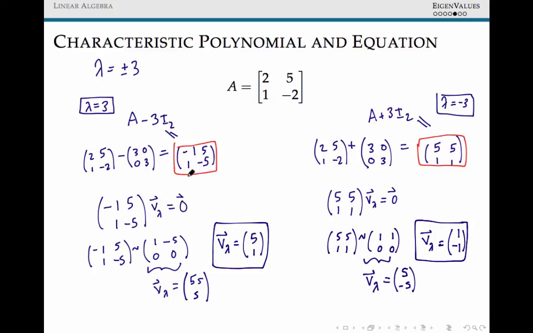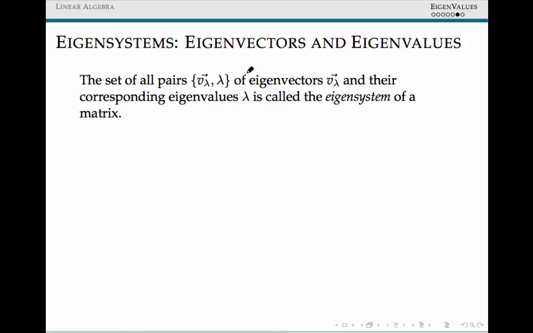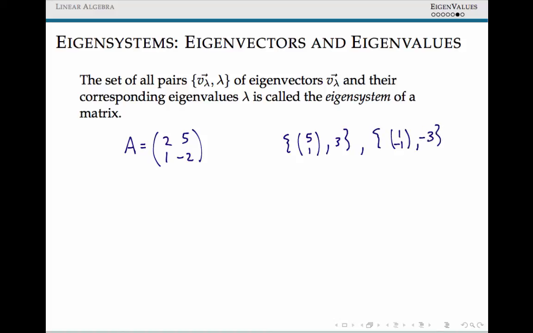So looking at this, I could write these up: for eigenvalue 3, an eigenvector v3 would be 5, 1, and for eigenvalue negative 3, we could take the eigenvector 1, negative 1. If we combine our sets of pairs of eigenvalues and eigenvectors, we call this the eigensystem of a matrix. So in our previous example, for A equal to 2, 5, 1, negative 2, the eigensystem of A is the pair 5, 1 and 3, and 1, negative 1 and negative 3.